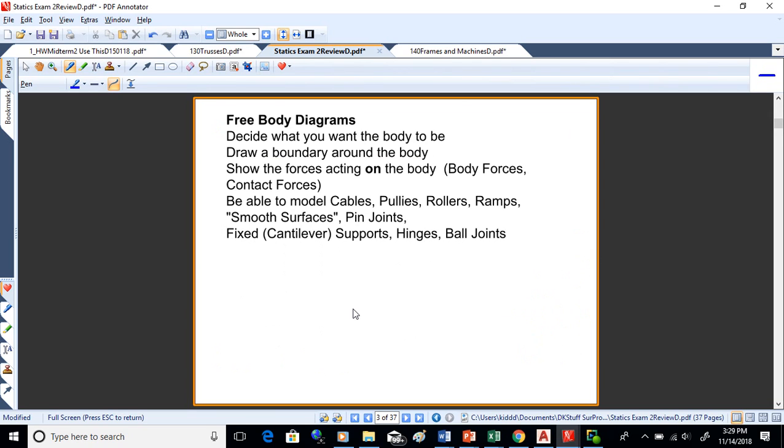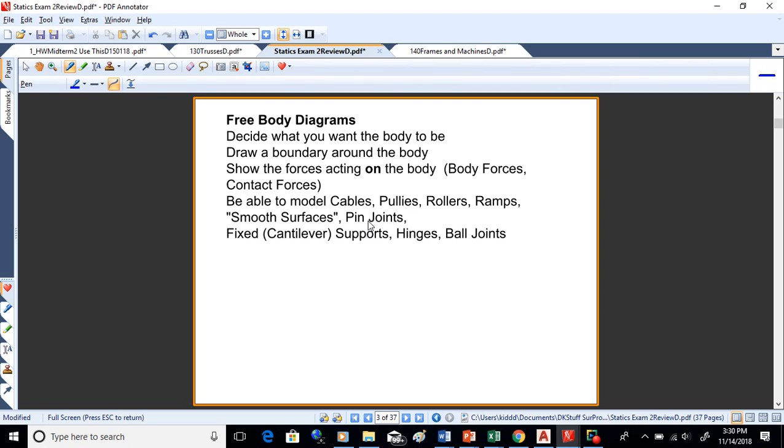Okay, there might be a free body diagram problem on the test. What you do there is you decide what you want the body to be, draw a boundary around it, and show the forces acting on the body. And then what you really want to do on these is identify the types of supports. The supports exert forces and perhaps couples to hold the object in static equilibrium. So what you do is you focus on the support and then find the motion that the support prevents, and then translate that into forces and couples. So you really want to have a focus on each individual support.